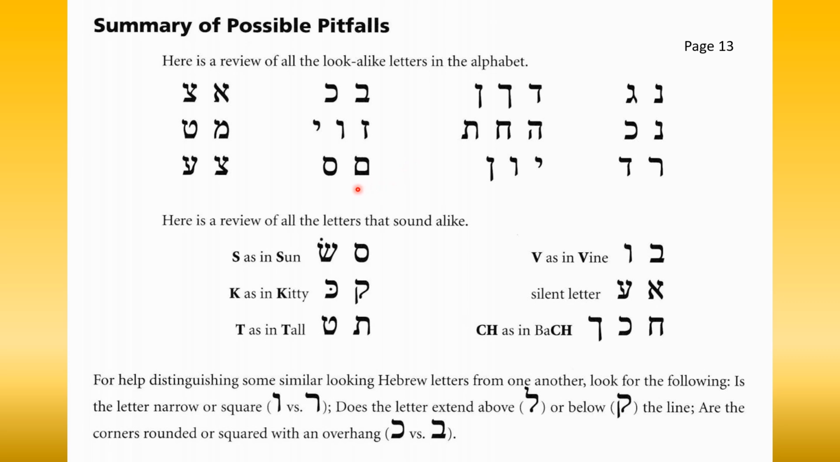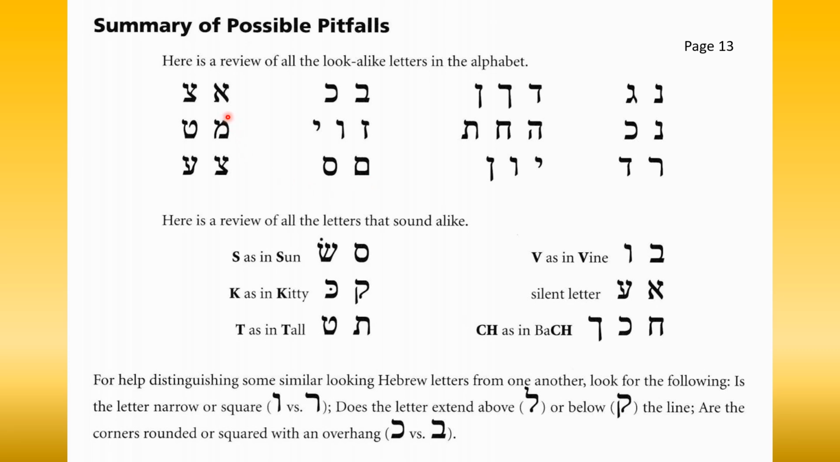The mem sofit and the samek also look alike, especially on some prints, some fonts. But the samek is a circle. The samek is rounded. The mem is a box.